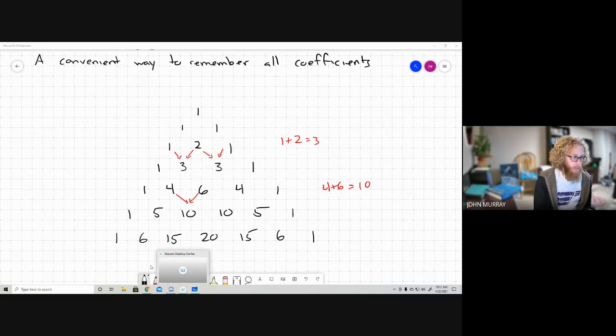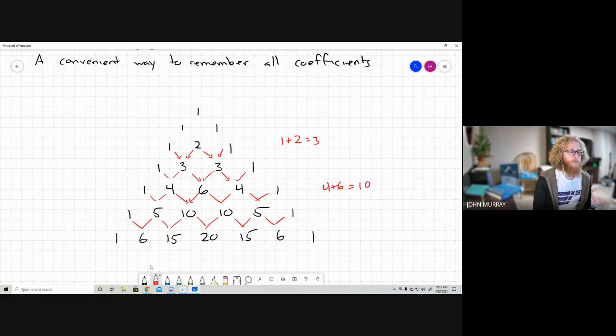All right, and again, we're just adding those 2 numbers to get us the number underneath. And that is Pascal's triangle. So it's interesting because these are the exact coefficients to a basic binomial expansion.